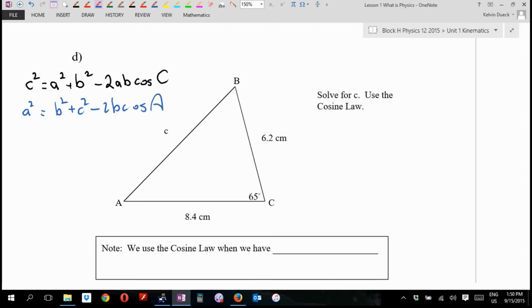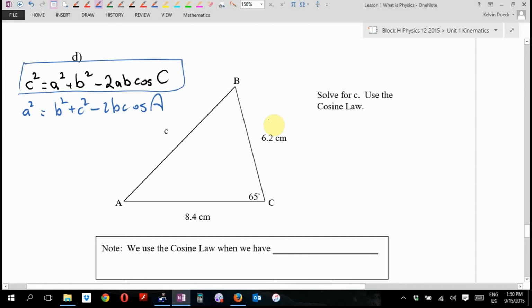Let's use it. What are we being asked to find in this triangle? Little a, little b, little c, big A, big B, or big C? Little c. So I can conveniently use this one. It's going to be plug and chug. c squared equals. Once you've decided what c is, it doesn't matter what you let A or B be as long as you're consistent. You might let A be the 8.4 and B be the 6.2, or the other way around. We'll get the same answer.